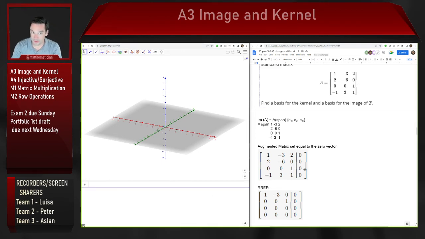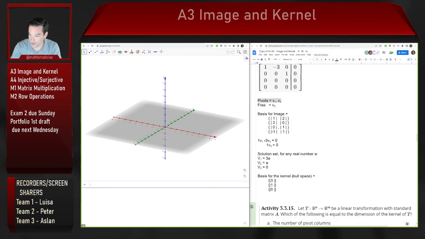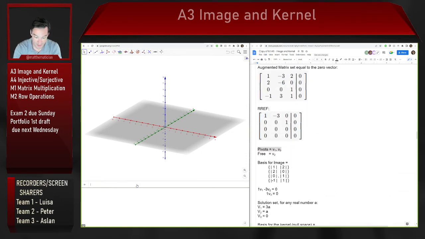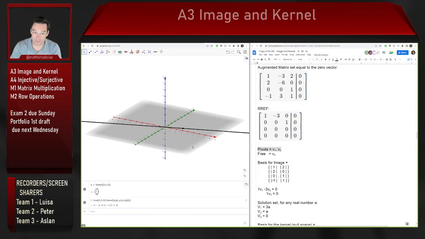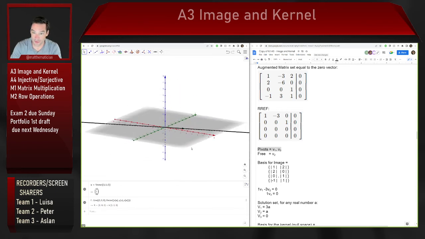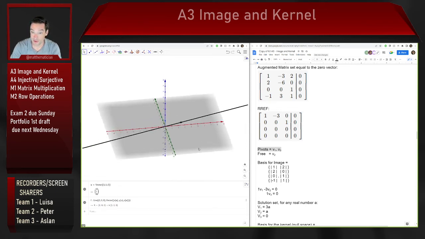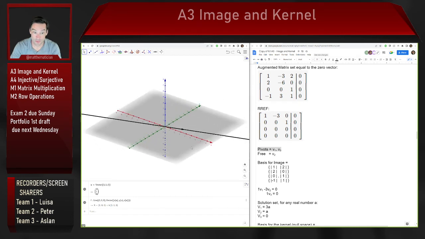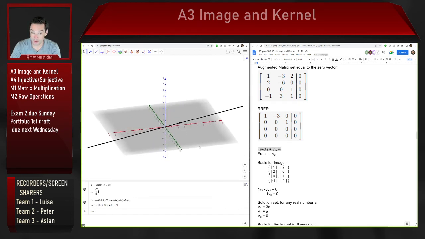So if we look at the kernel of this linear transformation, it had a basis of 3, 1, 0. And so if I look at the span of that vector 3, 1, 0, that would be the kernel of my linear transformation. So all of the points along this line would be sent to 0 by my linear transformation.